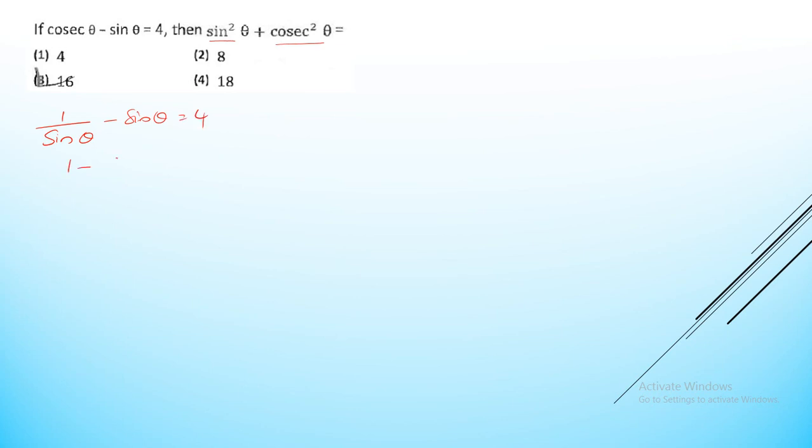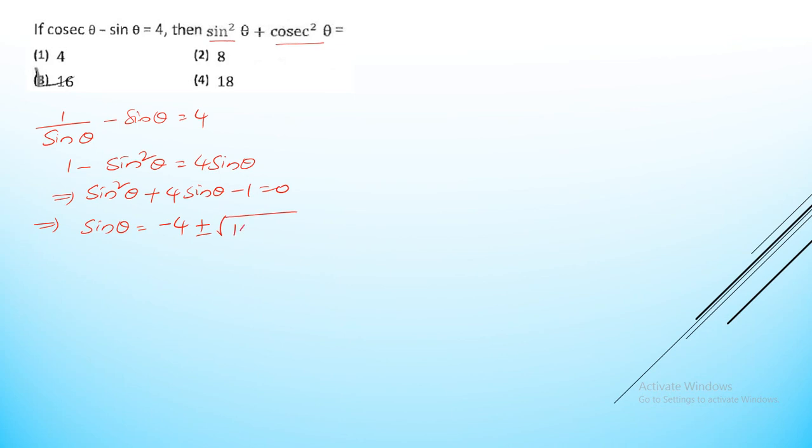On taking LCM, what I am going to get is 1 minus sin square theta is equal to 4 sin theta. So when I transpose everything to the right hand side, I get sin square theta plus 4 sin theta minus 1 is equal to 0. Since this is a quadratic equation in terms of sin theta, from this clearly sin theta is equal to minus 4 plus or minus square root of b square, which is 16, minus 4 into a, which is 1, into c, which is minus 1, divided by 2a, so 2 times 1.